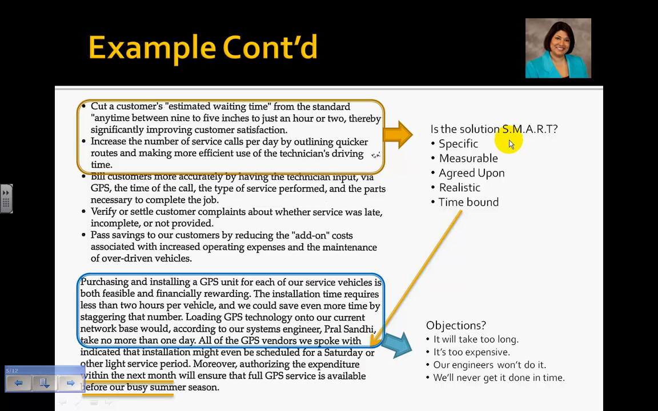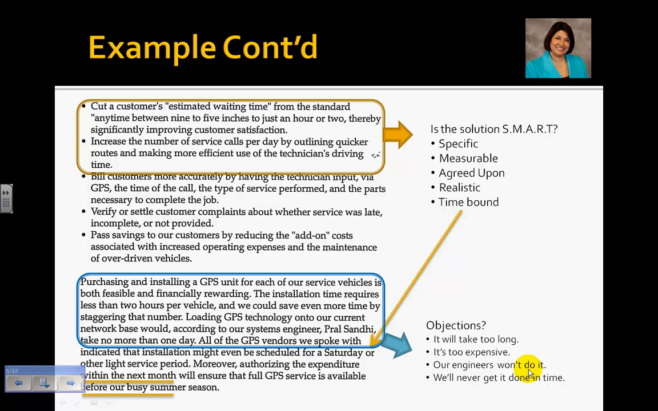So by using a SMART outline for your solution, you're also addressing objections. So here are some things the reader might be thinking. It will take too long. Yet the author has already addressed this. For each unit of our service vehicles, the installation time requires less than 2 hours per vehicle. It's too expensive, and we could save even more time staggering that number. And the author does address costs in the cost section.